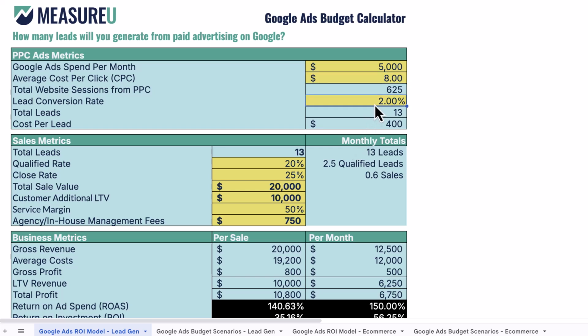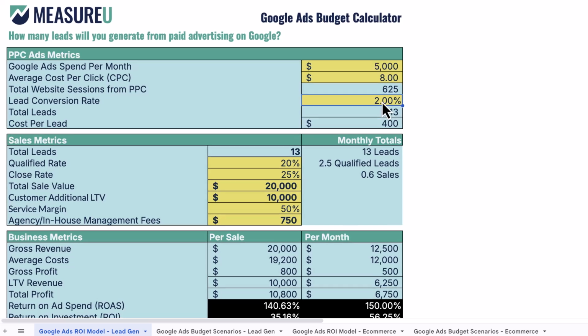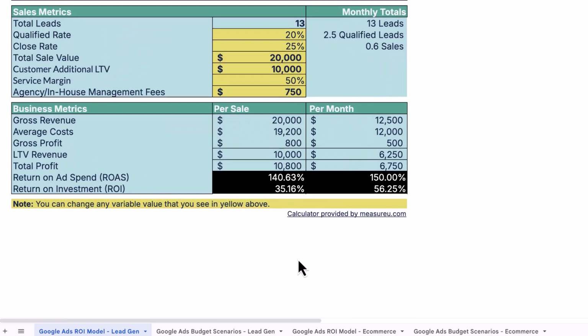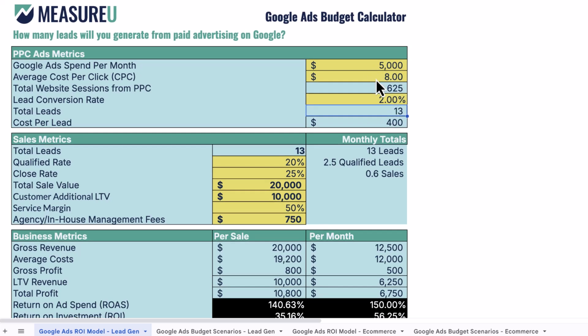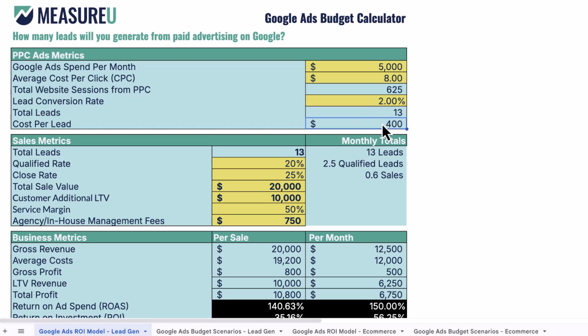Lead conversion rate, I'm putting in 2%. That's the average for the internet. Definitely use your own numbers here. And note, anything that's in gold, you can change. Anything in this yellow color, you can change. These other ones you don't want to change because they're based on the numbers above. So if you used these numbers, you'd get 13 leads in that month, and it would cost you $400 per lead.